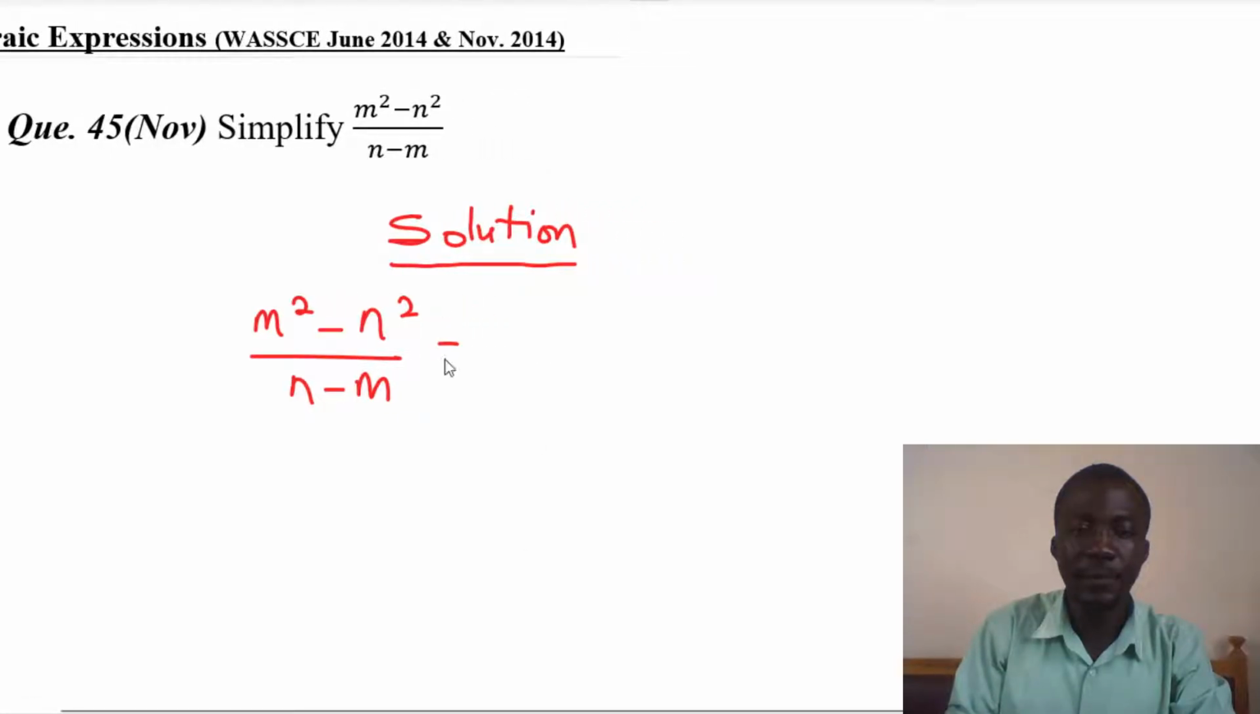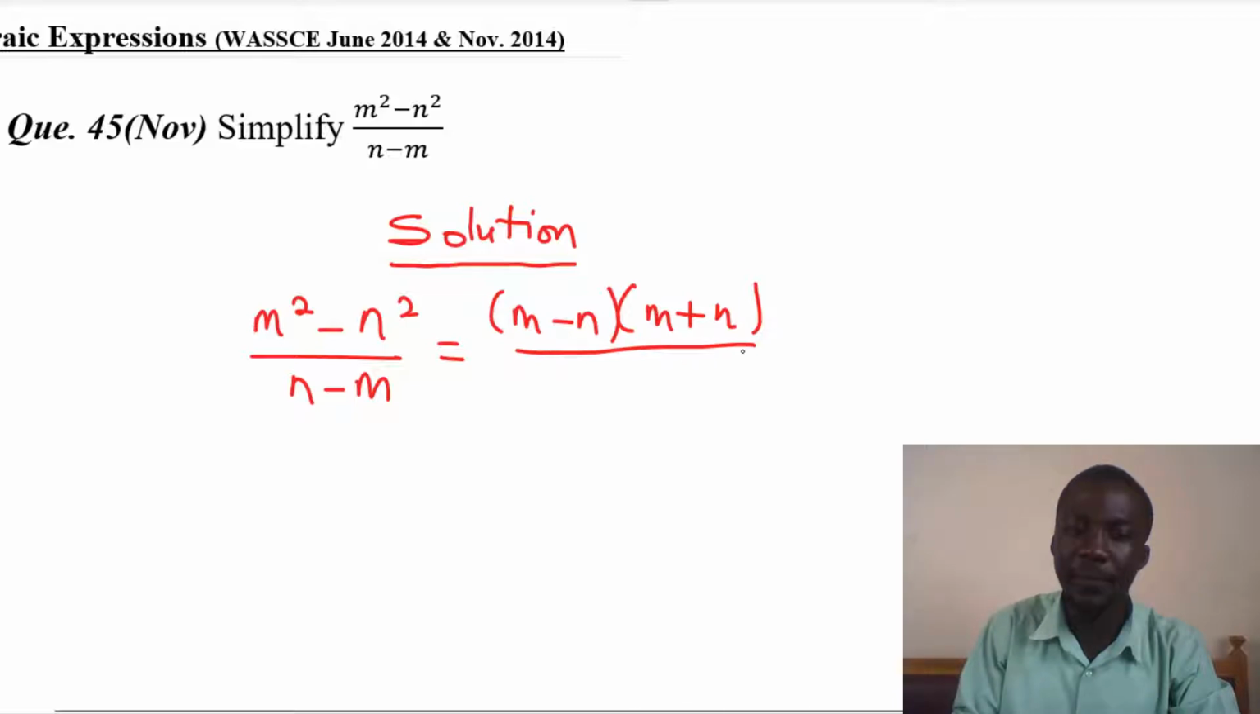Is our expression. When you look at the numerator, it's a clear difference of two squares. So we can factor that one by writing m minus n multiplied by m plus n, divided by... we want to rewrite the denominator in a way that we can get something to cancel the numerator. So instead of n minus m, I'm going to write negative m plus n.